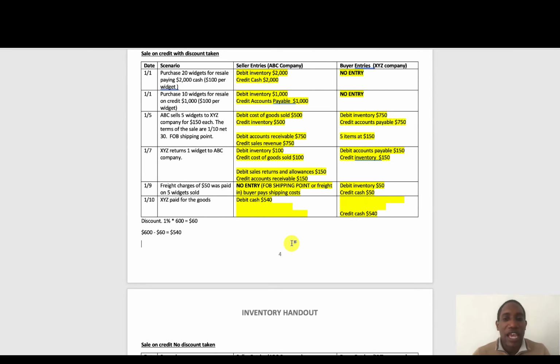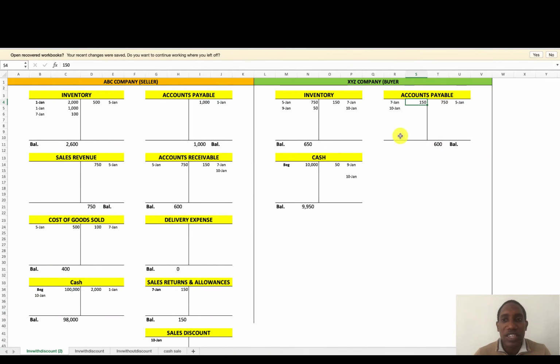Okay, now I'm going to pay cash. Why am I paying cash, right? Or why am I receiving cash? Because there's an outstanding payable of $600 here, and there's an outstanding receivable of $600. So right now my receivable has a $600 balance, my payable has a $600 balance. I'm going to pay $540, and that is going to clear the full amount of the payable and the full amount of the receivable. Why? Because I'm getting a discount. So even though I owe 600, I don't have to pay the full 600 because I'm getting a discount.